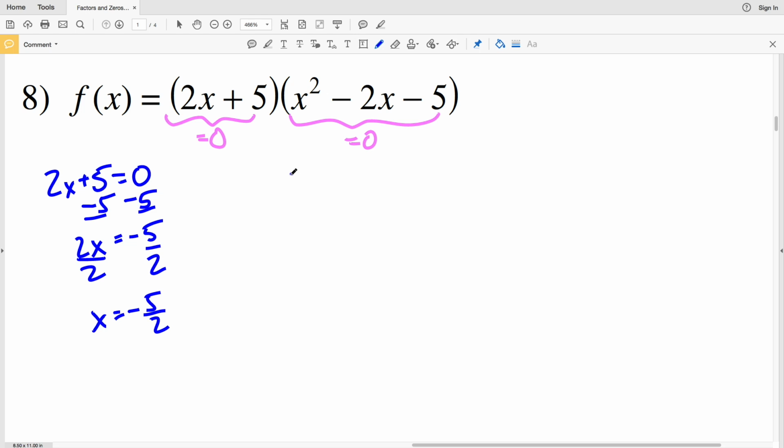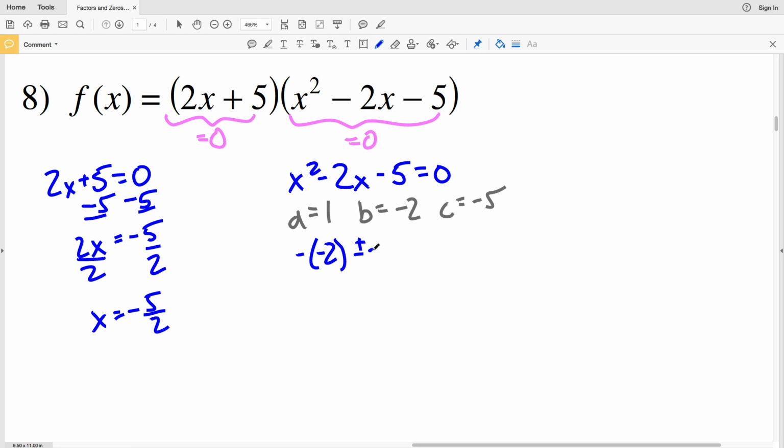Now my next equation, I'll have x squared minus 2x minus 5 equals 0. And I think one of the easier ways to solve this will be by using the quadratic formula. My a value is equal to positive 1, my b value is equal to negative 2, and my c value is equal to negative 5. So I have the opposite of b, the opposite of negative 2, plus or minus the square root of negative 2 squared minus 4 times a times c all over 2 times a, 2 times 1.